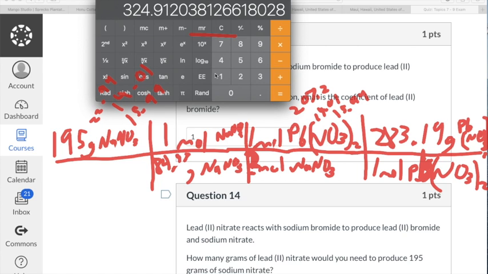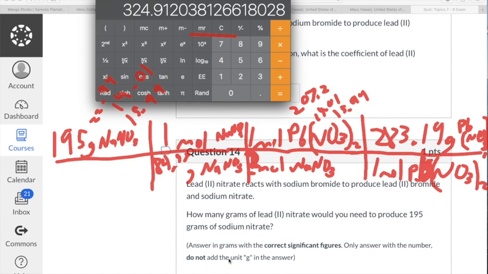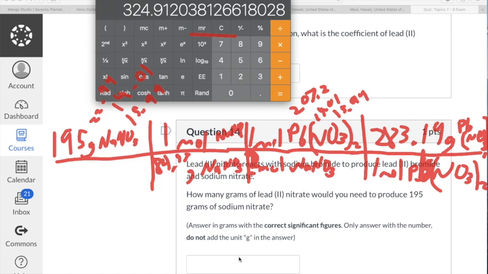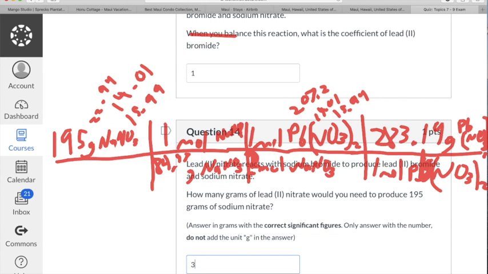And we get 324.91 grams, which I think it wants us to do. Oh, it's correct significant figures. So it looks like we only have 3 significant figures here. So our correct significant figures would just be 324.9. That better be 325. Oops, no, not point. Sorry, 325. There we go. So that's in the correct significant figures.